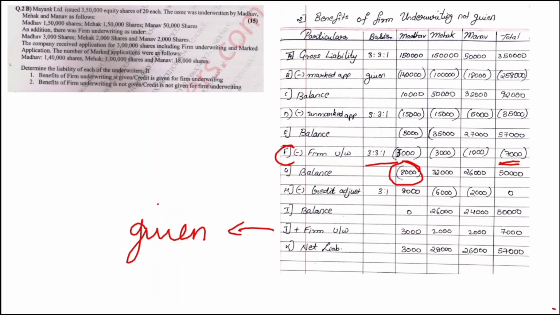Okay, so this is how you have to solve question number 2B, 15 marks. One when benefit was given, the other when benefit was not given. So I hope everyone has understood that. We'll go ahead with the next sum.